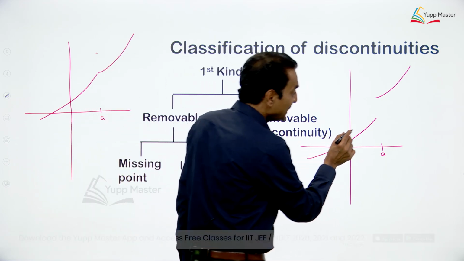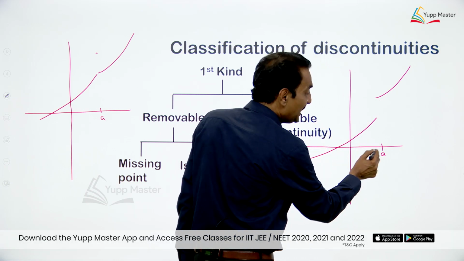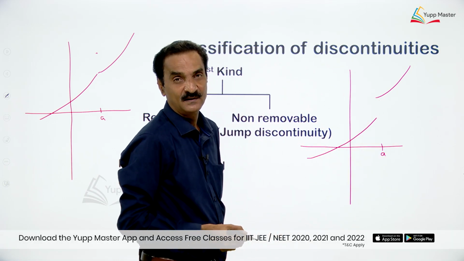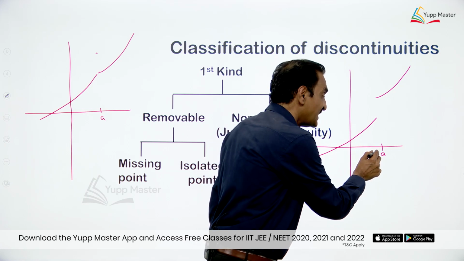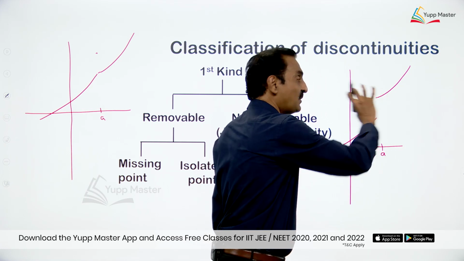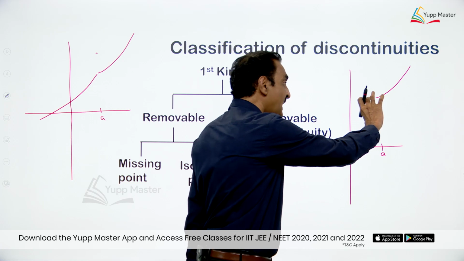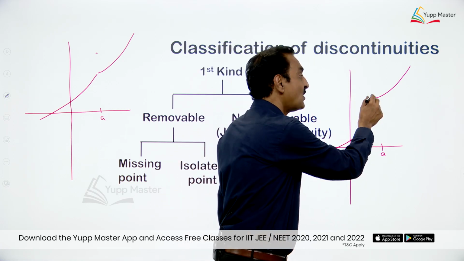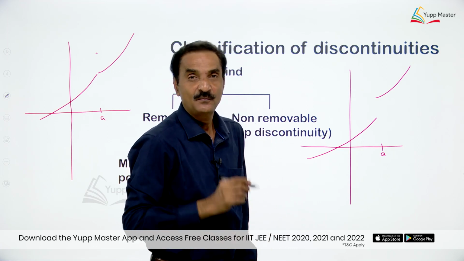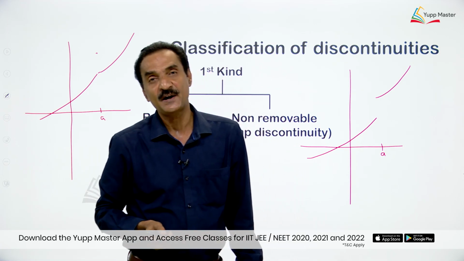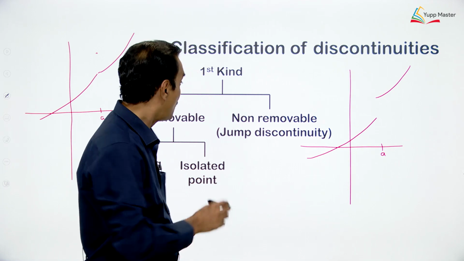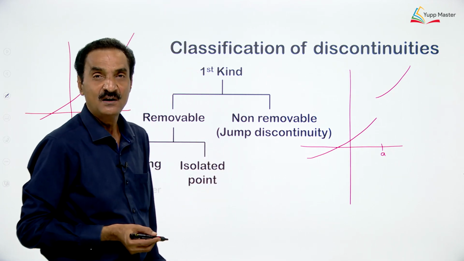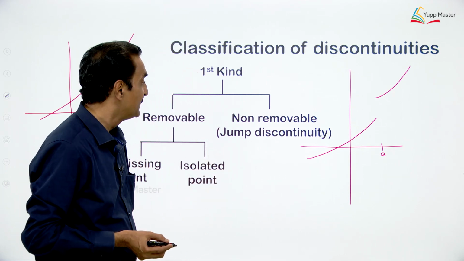The function suddenly jumps from a minus to a plus. Okay, when x changes from a minus to a plus, there is a jump. This is called magnitude of the jump. In this case, left hand limit is not equal to right hand limit. So, whenever left hand limit is not equal to right hand limit, it is called non-removable discontinuity or jump discontinuity. Okay.